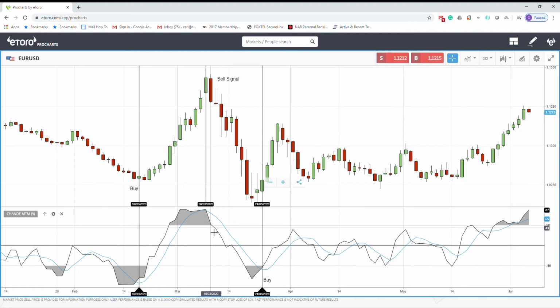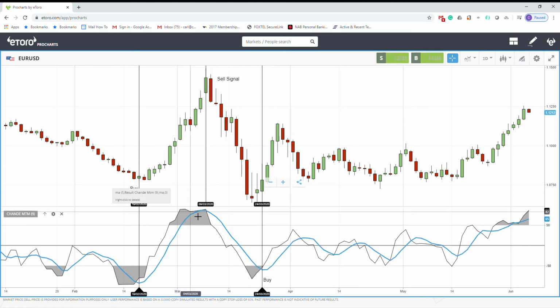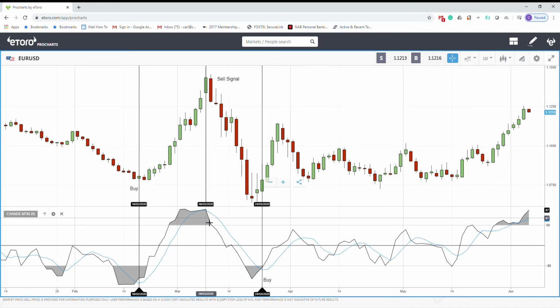And yes, also on the other side, if you are above 50, it means that the market is overbought, and if you see that the indicator comes back below the 50 line, then you can place your sell order. Yeah, this is a very simple way to use it.